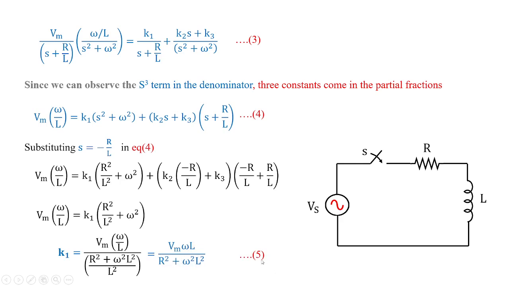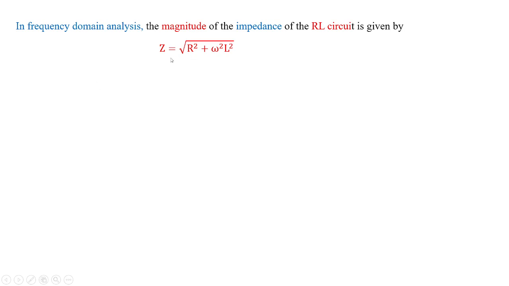Now clearly observe equation 5: the square root of R square plus omega square L square is treated as the impedance value. So the magnitude of impedance of the RL circuit is denoted by Z. Hence equation 5 can be modified as Vm omega L by Z square. This is the value of K1. Similarly, we need to find out the values of K2 and K3.